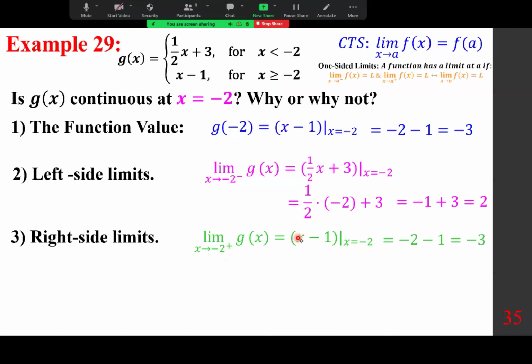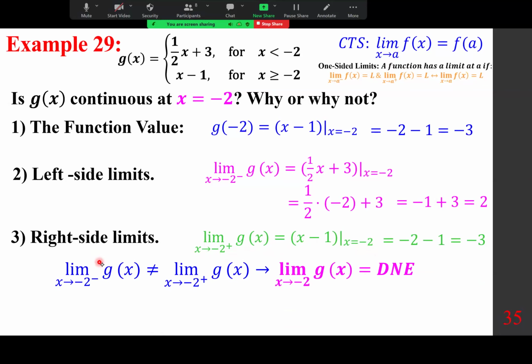So what happens? The two limits, the left and right, are not the same. The limit doesn't exist. So the limit of g of x as x approaches -2 from the left is not equal to the limit of g of x as x approaches -2 from the right. Therefore, the limit of g of x as x approaches -2 does not exist. Therefore, g is not continuous at x equals -2.